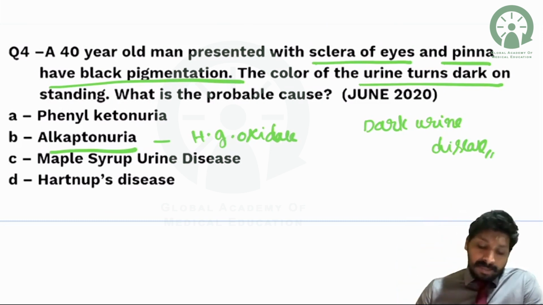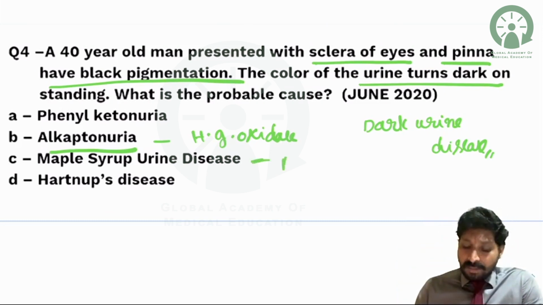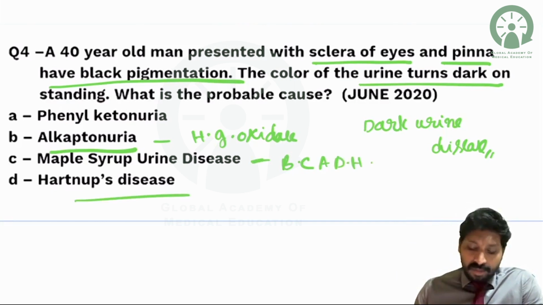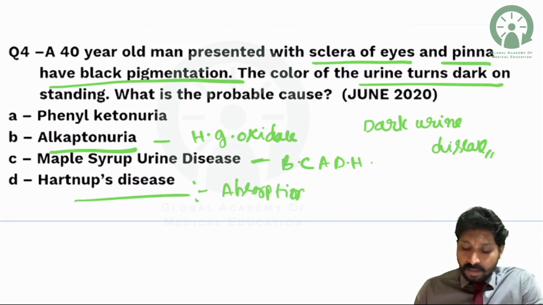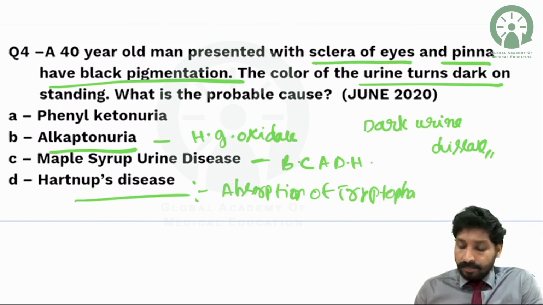Maple syrup urine disease is because of branched chain amino acid dehydrogenase complex deficiency. Hartnup disease is defective absorption of tryptophan.